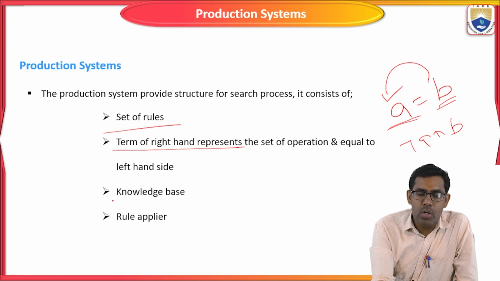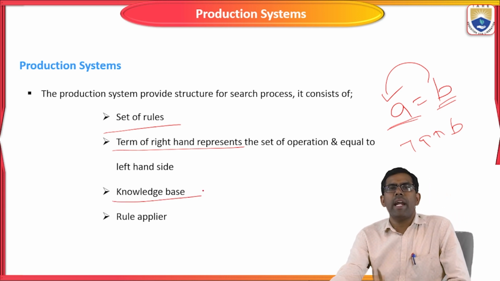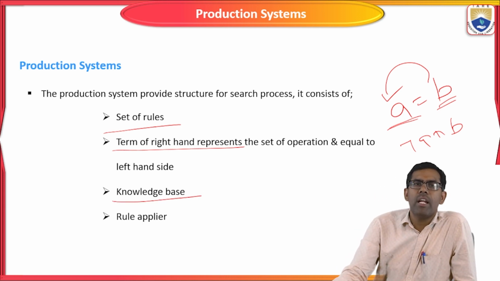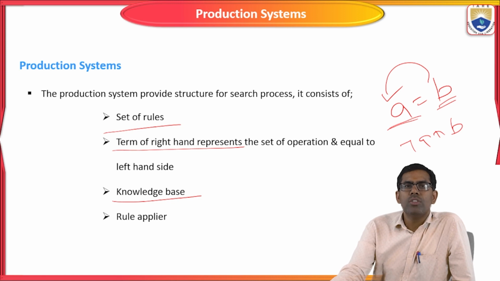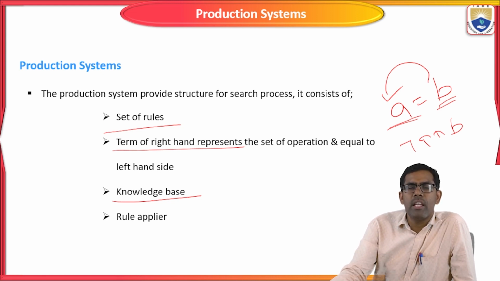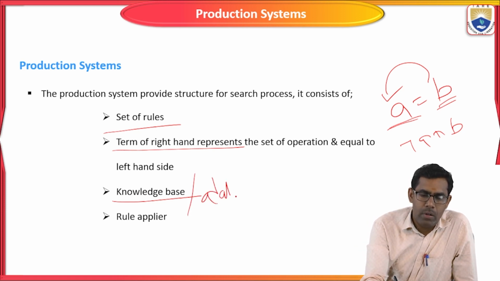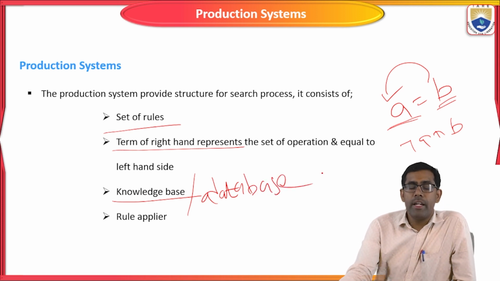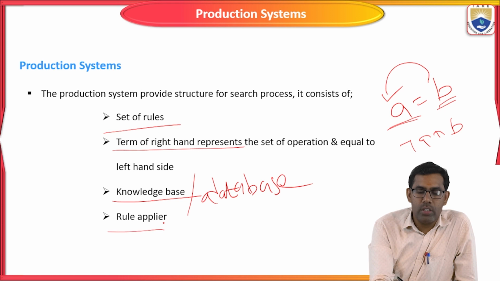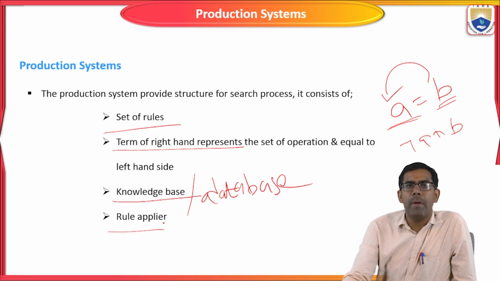The third one is the knowledge base, or database. If you say database, we have to store something: the solutions and the problem statements are stored in the database. That is what I simply call the knowledge base. The last one is the rule applier.